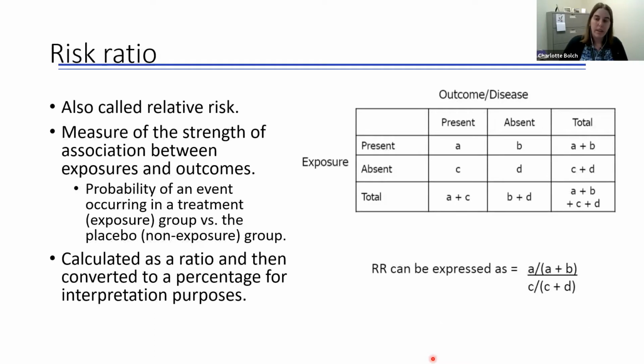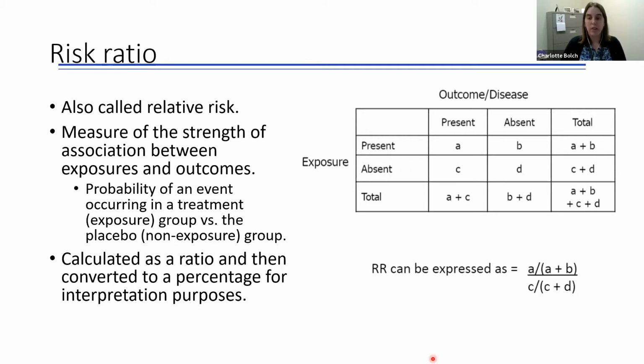In some studies, we don't necessarily report the odds ratio; we need to report a risk ratio or relative risk. This descriptive statistic is a measure of the strength of association between exposures and outcomes as well, so it's similar to the odds ratio. The relative risk is the probability of an event occurring in a treatment group versus the placebo group.